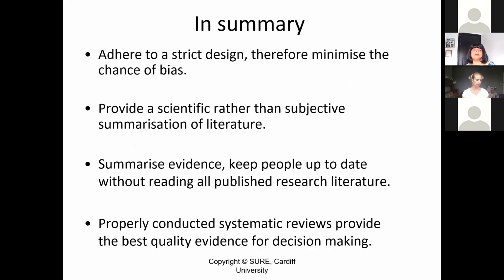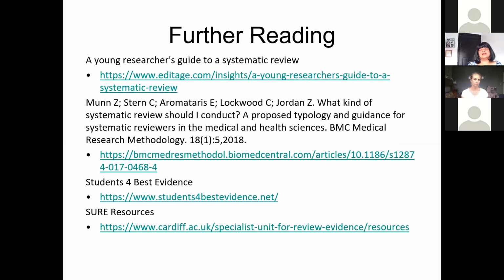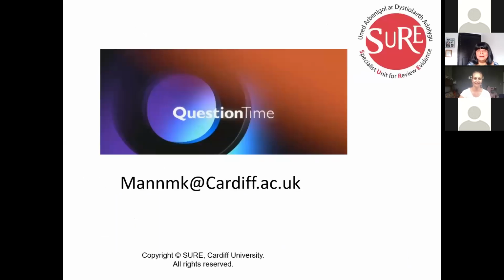So in summary, when you're doing your systematic review, adhere to a strict design, therefore minimizing the chance of bias. Summarize the evidence, it helps keep people up to date. Properly conducted systematic reviews provide the best quality evidence for decision making. This slide just gives you some sources for further reading.